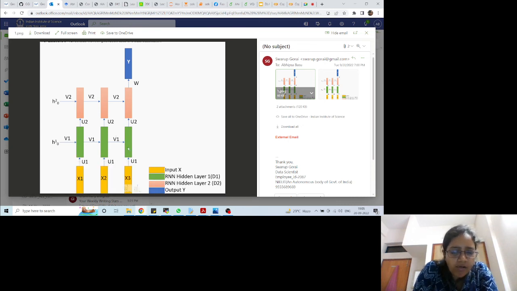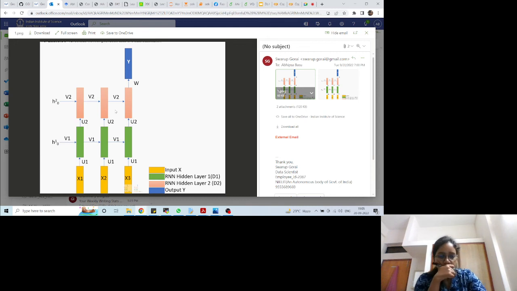Then from here, if I have to go to the second part, it will be U1 X1 plus H naught V1, and it will go to the second part. And from the second part, what will it go to? The third. U1 X2 plus H naught V1 plus U1 X1 will go to the third part. No, no, the third part's inputs are here.